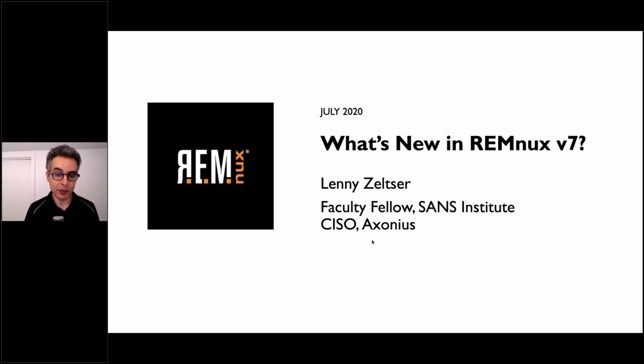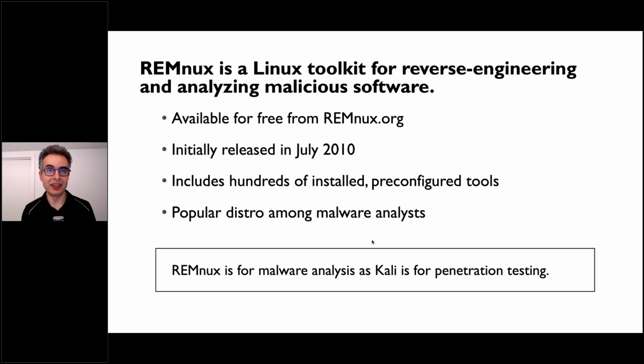I suspect you would not have been tuning into this session if you didn't know what REMnux was about, but let me make sure that we're all thinking about this toolkit from the same perspective. This is a Linux distribution that I created a decade ago. It's incredible how quickly time flies. The first version of REMnux came out in July 2010, and it has been available for some time for free on remnux.org. It includes hundreds of pre-installed and pre-configured tools that I believe are useful for analyzing malware.